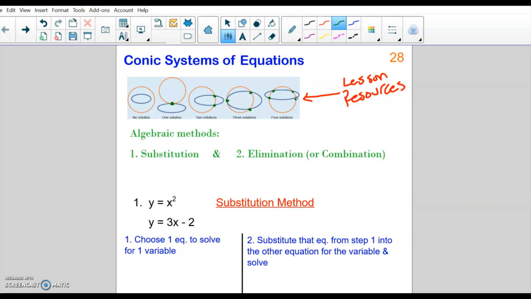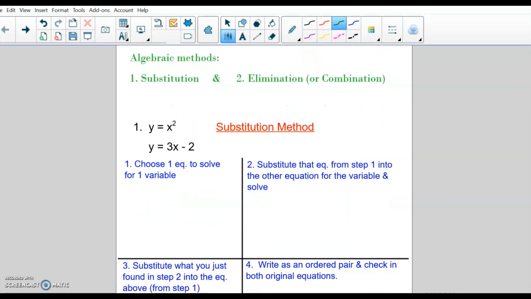So today we're going to go over 2 methods, substitution and elimination. We're going to start with the substitution method. When we're substituting, we want to choose one of the equations to solve for a single variable. In this particular problem, both of these equations are already solved for y, which makes it a little bit easier because we don't have to rearrange anything.